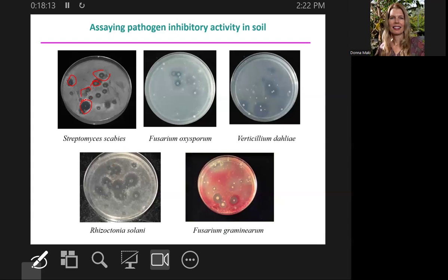And so the Fusarium, Verticillium, Rhizoctonia, and the other Fusarium, those are all fungi. And then the Streptomyces scabies is a bacteria. So all these pathogens you can see are getting inhibited by the Streptomyces bacteria that they isolated from these different soil systems in their test.